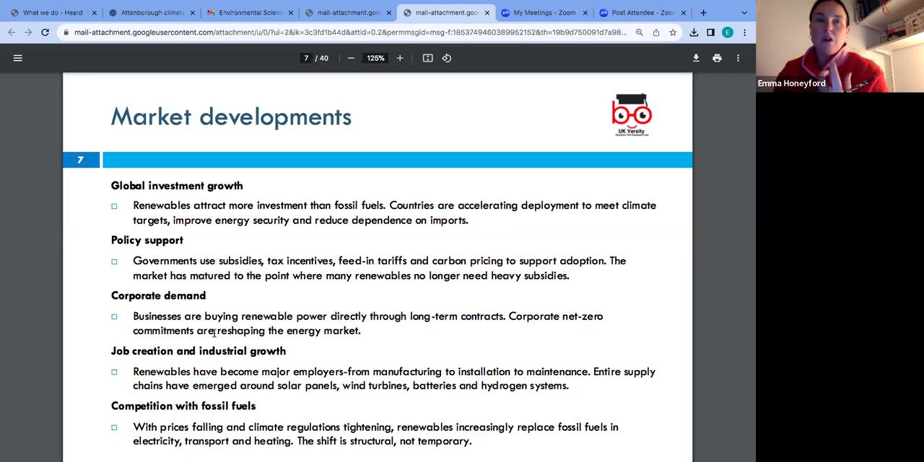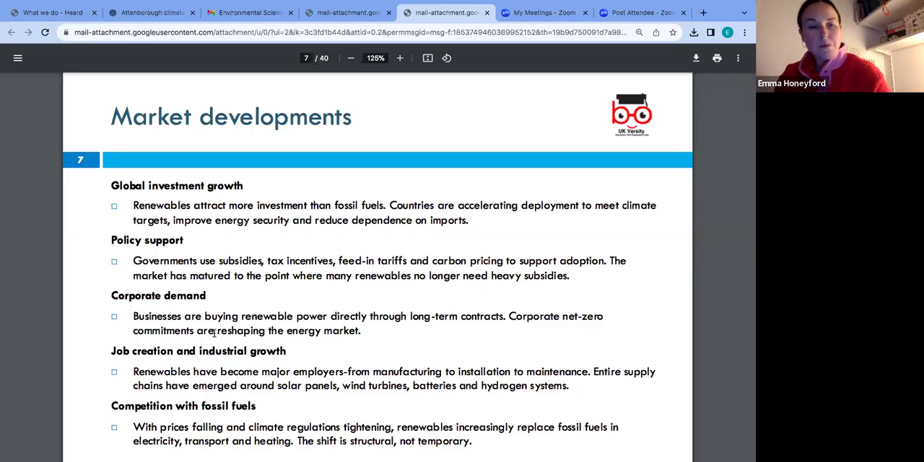At first we may have seen a lot of government funding to attract investment, whereas now the market is doing so well for renewable energy that it's getting investment from private sources as well. Countries are accelerating deployment to meet climate targets, improving energy security and reducing dependence on imports. Countries do want to be more independent. They don't want to have to source energy from abroad. So it makes more sense to invest locally and be energy efficient.